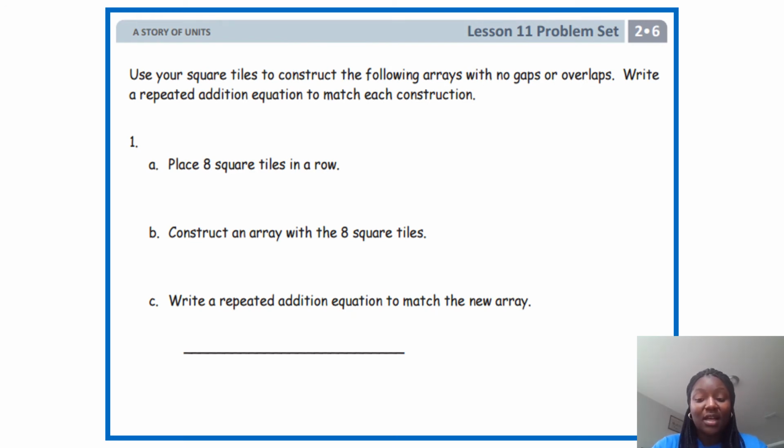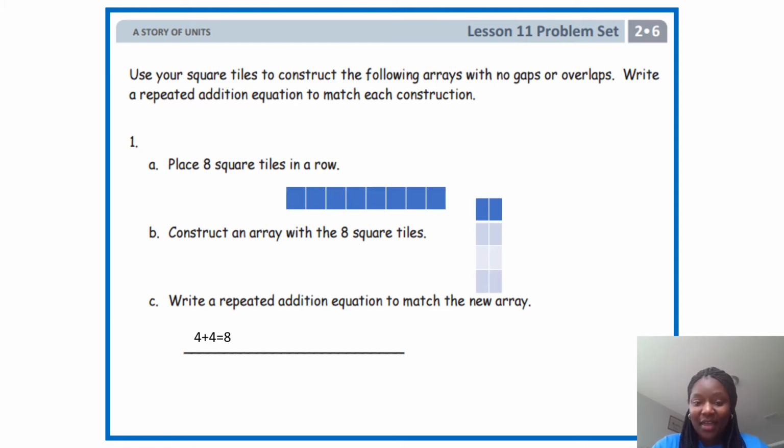Now, on to Lesson 11, Problem Set. The instructions say use your square tiles to construct the following arrays with no gaps or overlaps. Write a repeated addition equation to match each construction. Remember, between each slide, pause the slide, do the work, and then get back on and see if your answer matches mine. So 1A says place 8 square tiles in a row. 1B, it says construct an array with 8 square tiles. And then C says write a repeated addition equation to match the array.